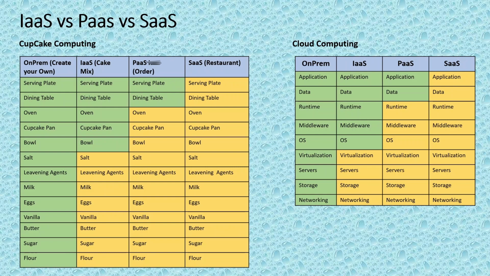In PaaS, the cloud provider is responsible for networking, storage, server, virtualization, OS, middleware, and runtime. You are only responsible for your data and application. In SaaS, all the layers are owned by the cloud provider. You only consume the application.